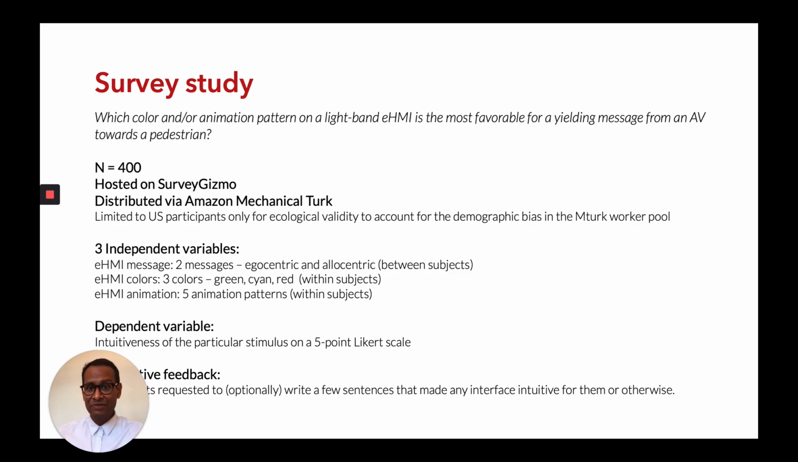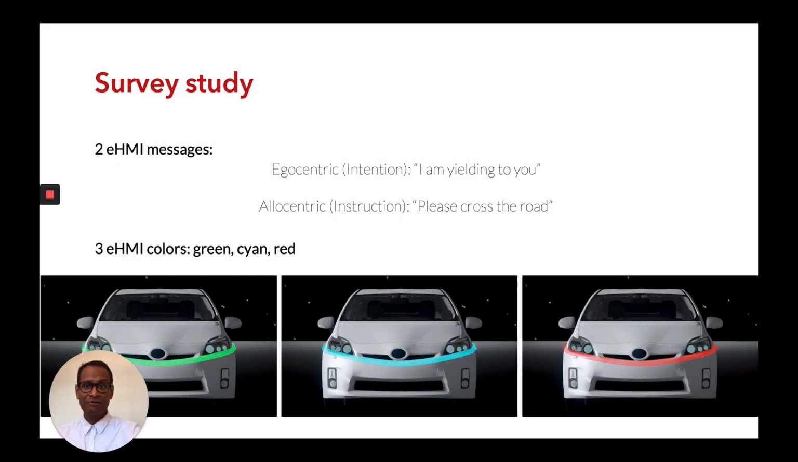We showed the stimuli to the participants and asked them to rate the intuitiveness of each stimulus on a 5-point Likert scale. At the end of the study, we also asked them to write a few words on their own subjective perception of what they found intuitive or unintuitive about a certain stimulus. So in the experiment, we had 3 independent variables. The first variable was the nature of the yielding message.